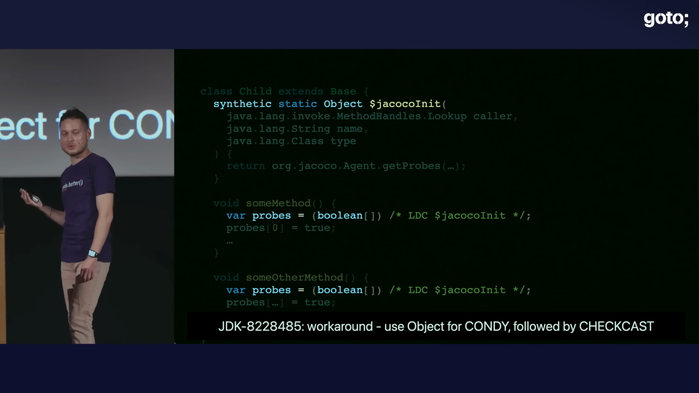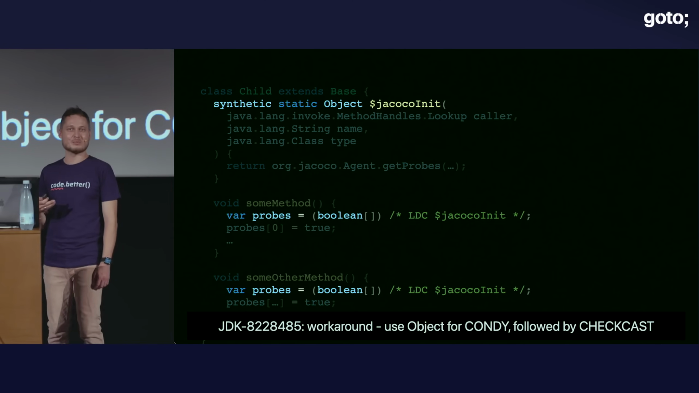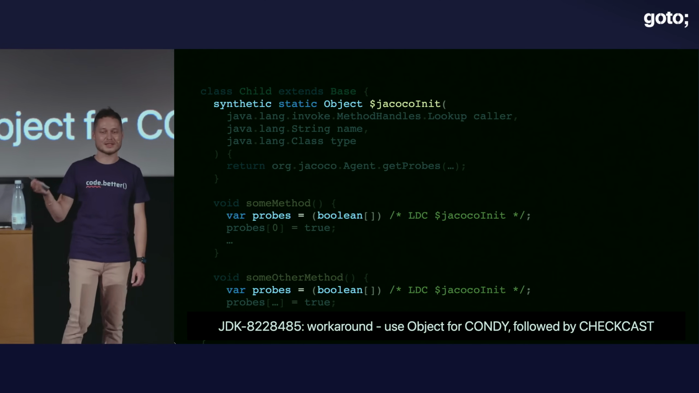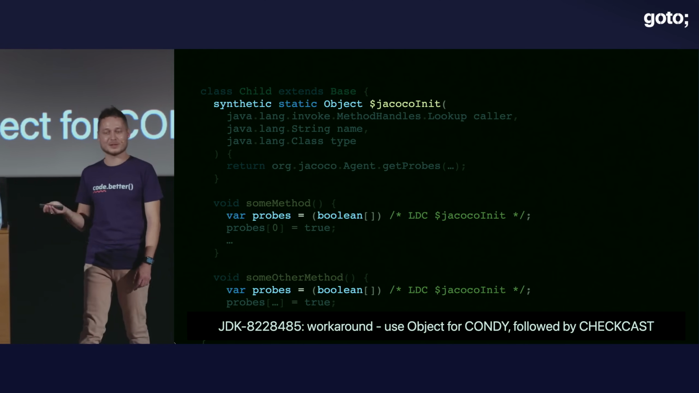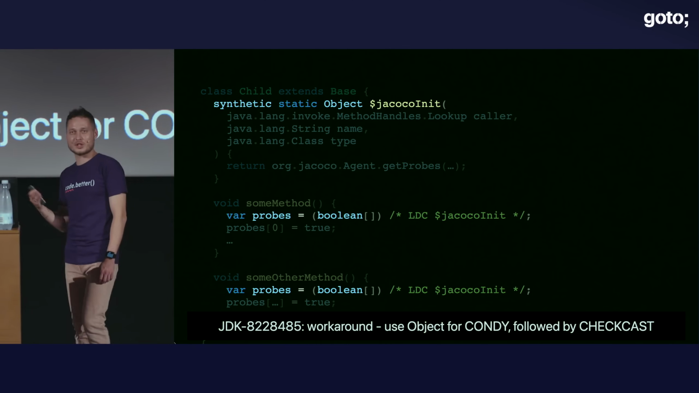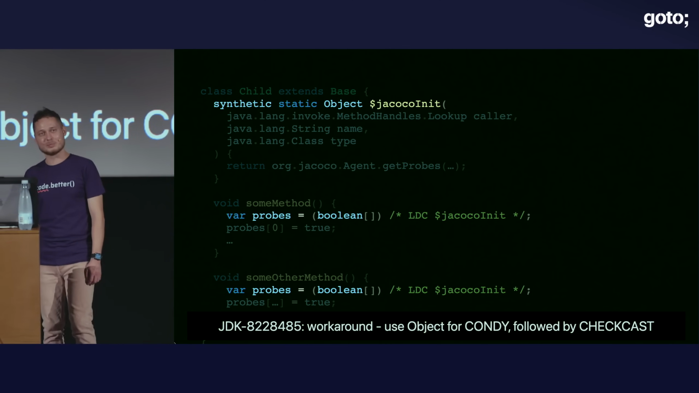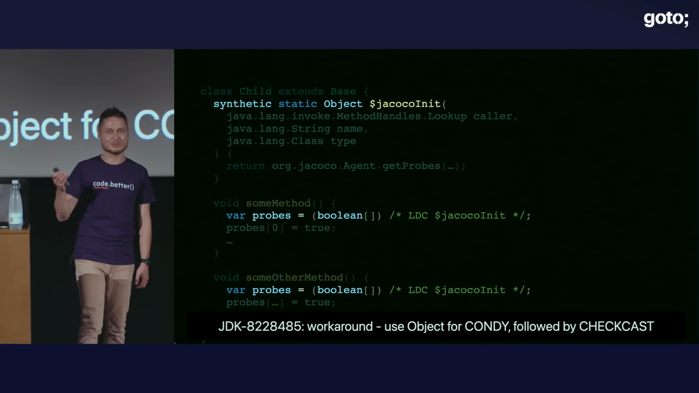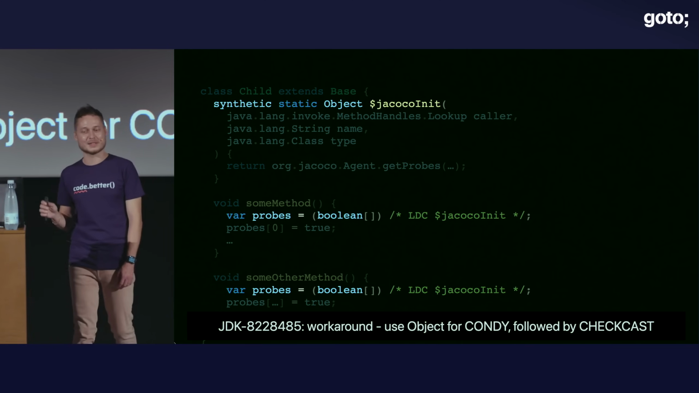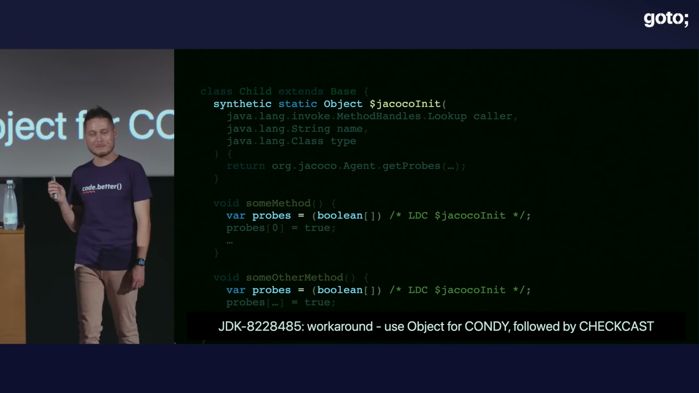We just need to use Object as the type for the dynamic constant, and instead of storing it directly in the local variable, we need to do a checked cast. A little bit of bytecode overhead, a little bit of runtime overhead, but at least we don't get crashes out of this code.